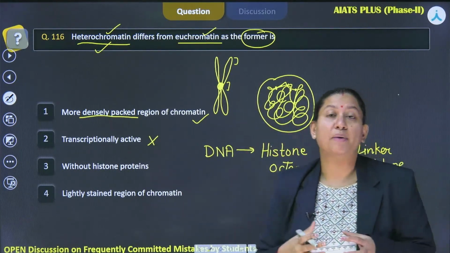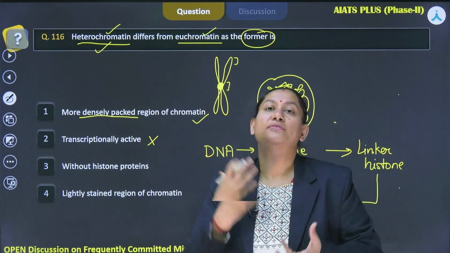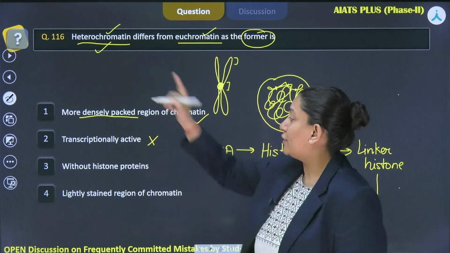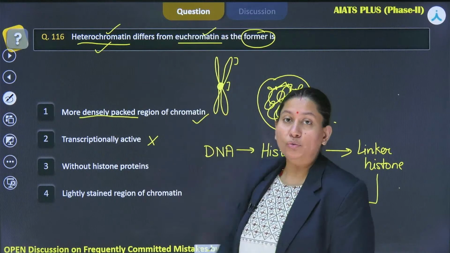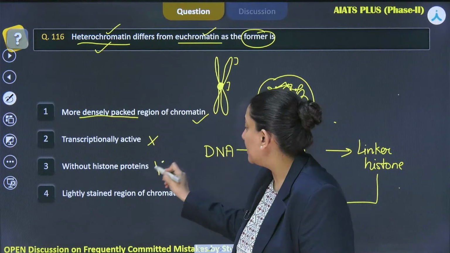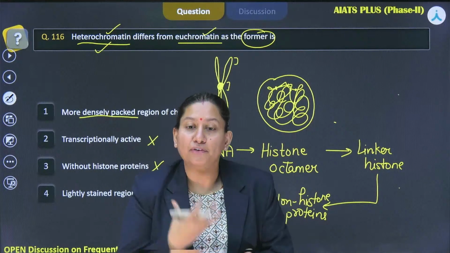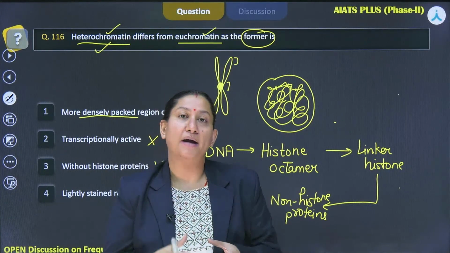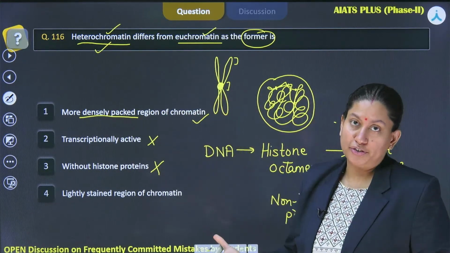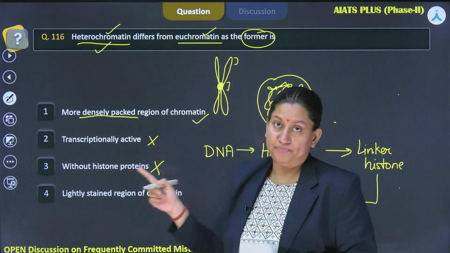Heterochromatin, because of this dense packing, is not capable to provide the sites for the accessing of the enzymes that are required for transcription, right? So this is incorrect with reference to heterochromatin, but it is correct with reference to euchromatin. Now coming to without histone proteins, that is again incorrect. Histone proteins are the basic, or you could say the very first step of condensation of the DNA into the chromatin material and further condensation into the chromosome. So histone proteins are present in both of them, right?